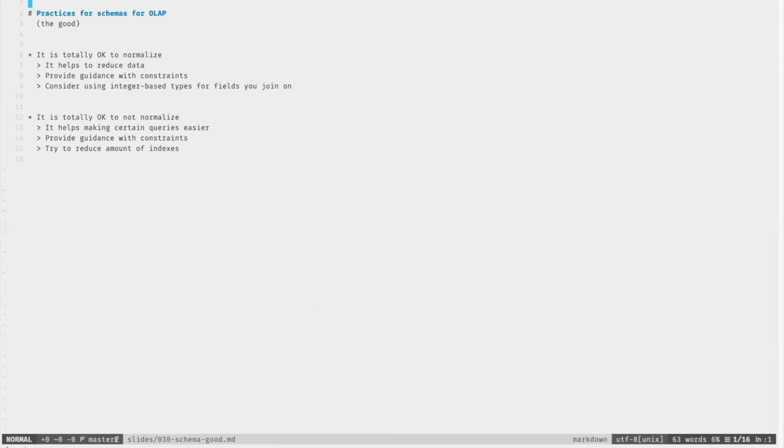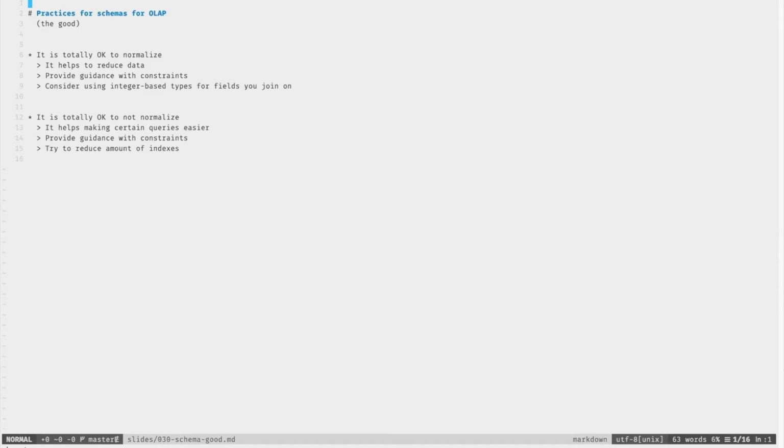Next topic, schema practices for OLAP. And I divided this in roughly 3 parts: the good, the bad, and the ugly. And we start with the good things, of course. And the first good thing is it's totally okay to normalize your schema, right? So follow whatever normal form you like. 1, 2, 3, 4, 5, 6. I think there are 6 or 7. I'm not 100% sure. I think there are 6. At least I remember 6 somehow.